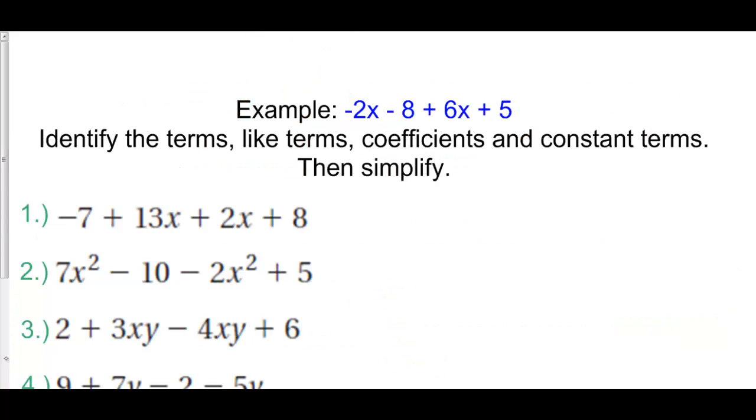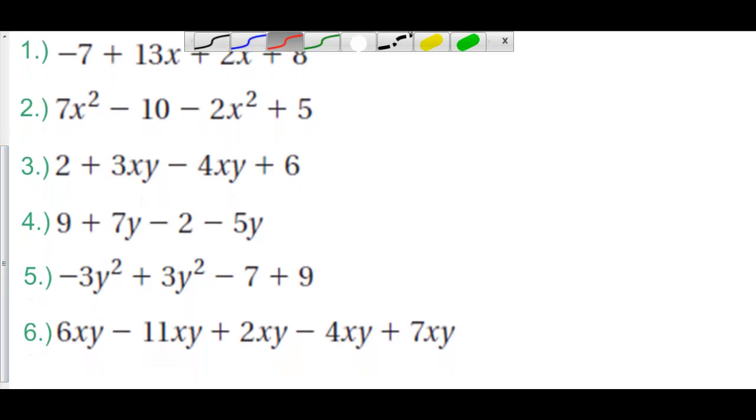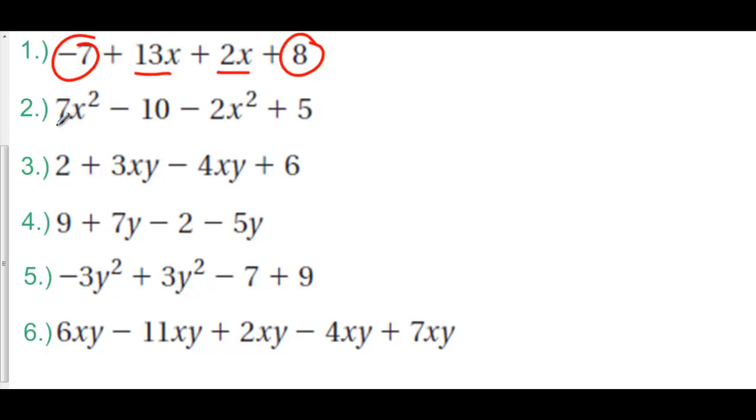So let's take a look here at some examples. The first thing I'm going to do is go through and highlight the terms that are the same. I'm going to say, okay, the x's go together and then the numbers go together. In this case, x squareds go together and the numbers go together. Here, xy, so those are the same, and then the number.